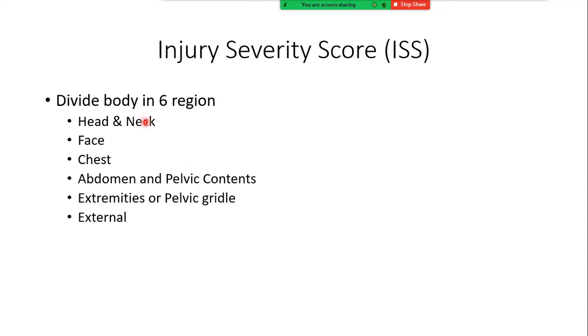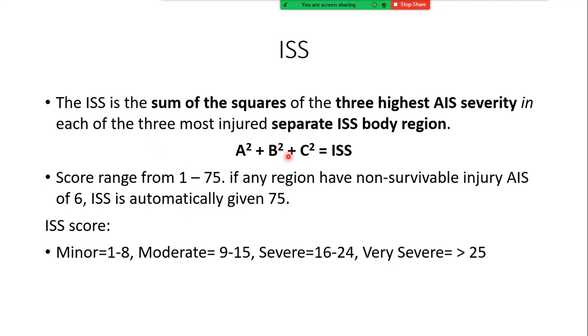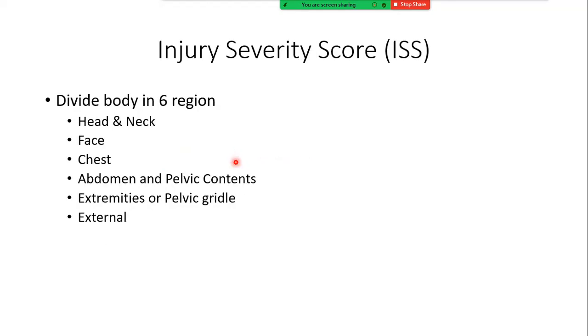But what we'll do is use the maximum injury. For the head and neck region, whatever maximum injury he has sustained, we will select one from head and neck, another from abdomen and pelvic content, and another from extremity. These 3 injuries we will select, square them, and then add them. So we get the injury severity score: A square plus B square plus C square. As I have told you, for each body region, A, B or C, we can give injury from 1 to 6. For every injury in head and neck, you can scale on an ordinal scale of 1 to 6.